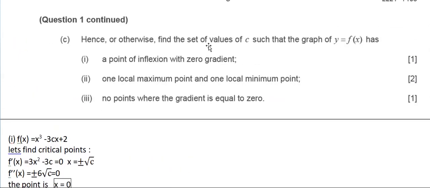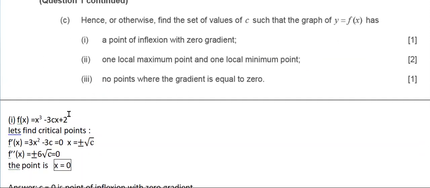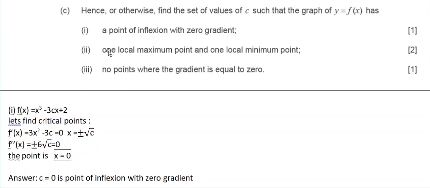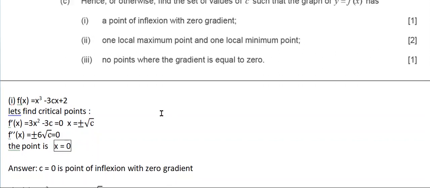Hence or otherwise, find the set of values of c such that the graph has a point of inflection with 0 gradient. So you find the first derivative and second derivative, and they should be equal to 0. This happens when c is 0 and the point of inflection is 0. Another question: one local maximum and one local minimum point.